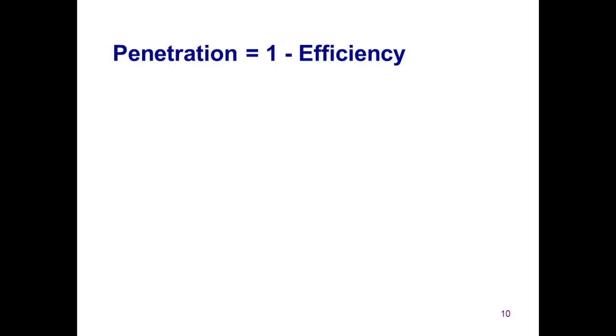Efficiency is the fraction or percentage of particles collected by a filter, often for a specific particle diameter. Penetration, on the other hand, is the fraction or percentage that gets through a filter and can also be calculated as a function of a specific particle diameter. If we consider efficiency as being between 0 and 1, penetration is equal to 1 minus the fractional efficiency.